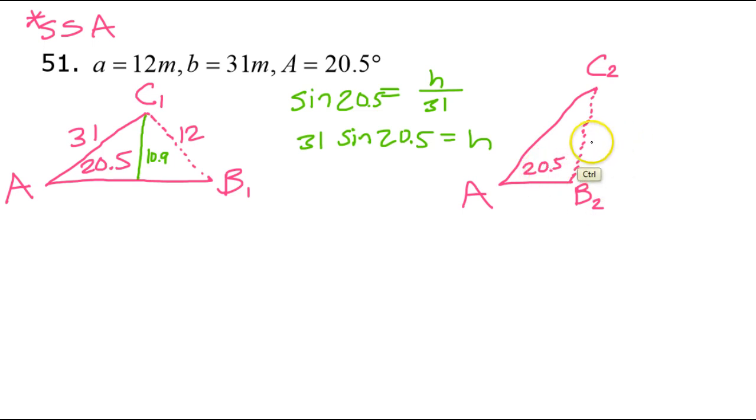All right, the rope is still 12 in both pictures. The tree is still 31 in both pictures. Okay? So, now let's make a list of all the things that we need to find. We have one angle, so we need the other two angles. So we need to find the measure of angle B.